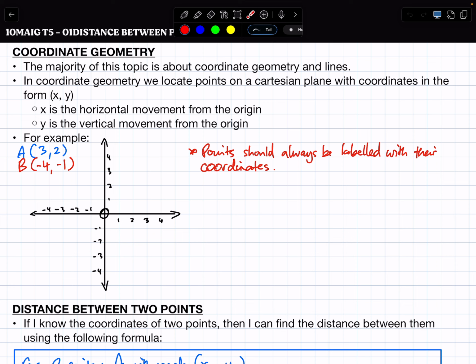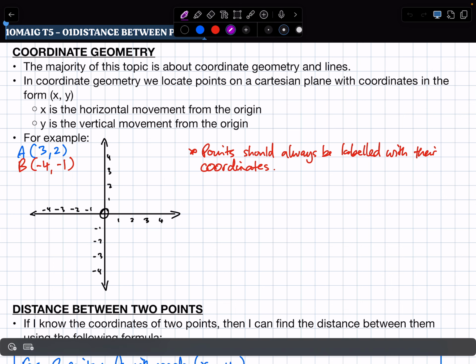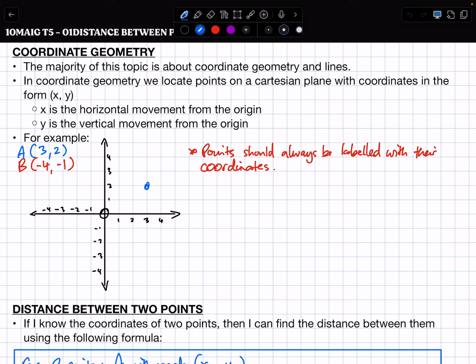So can someone help me plot A? Where would I go from where the laser pointer is? What direction would I go to plot A? 3 to the right and? Good. So just checking. That's A.